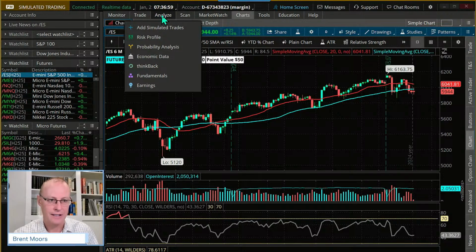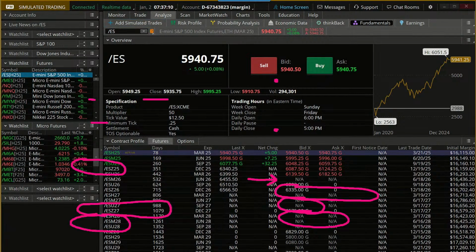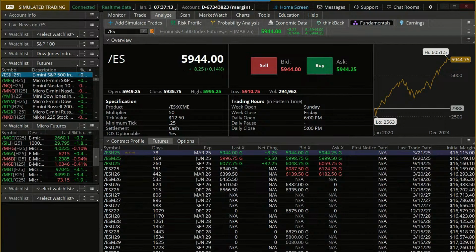If you go to the Analyze tab, let me go to that ES here, and you can see some relevant data right here. I'm going to point out some of that because this is key important information. Let me make my cursor a little bit smaller here. So here's the future. This is the ES future. So this is the S&P 500. What I want you to pay attention to right now is the multiplier, the tick value, and the tick size. The tick size is the increment this future moves in. Notice the tick size is 0.25 right here.